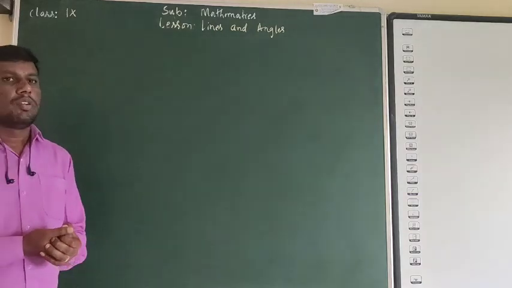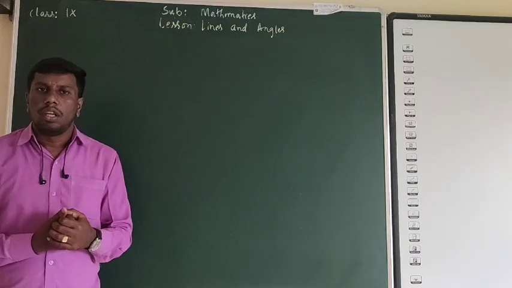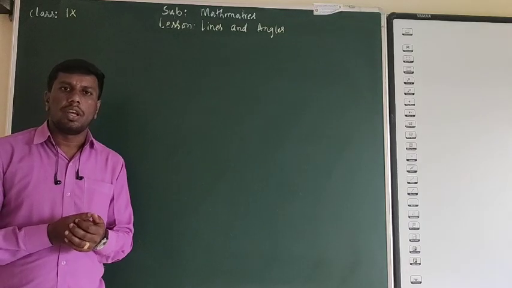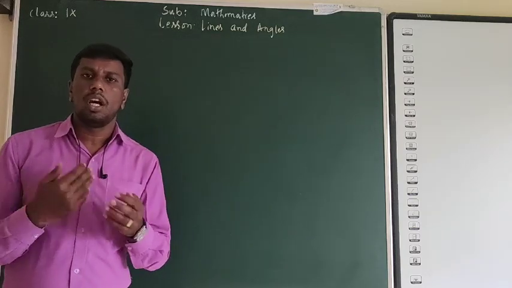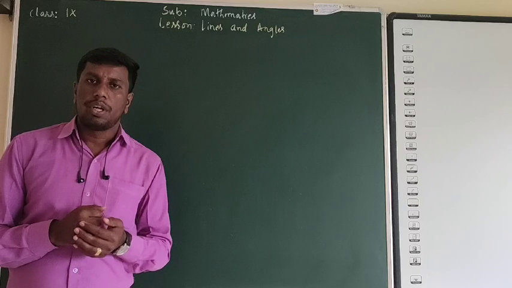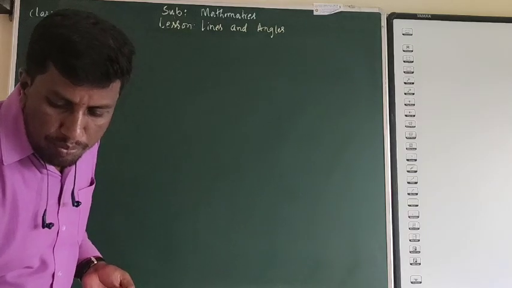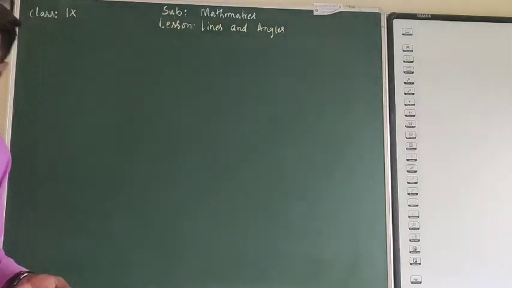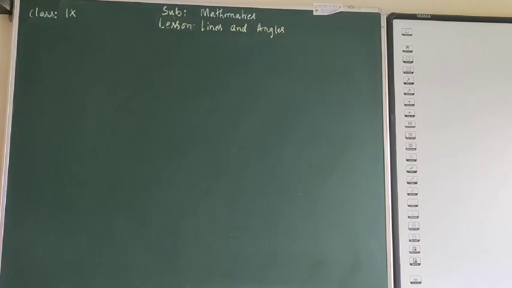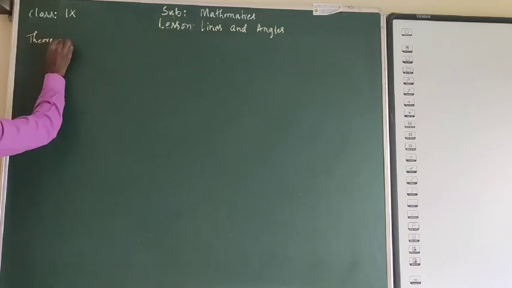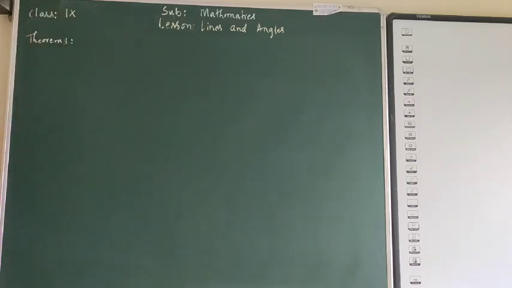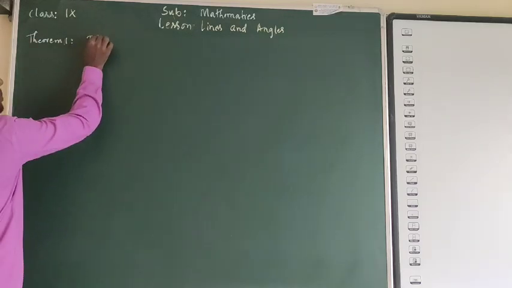In today's session, we will go for a theorem. It is a well-known proof. I have already told you that vertically opposite angles are equal, and we will prove that all these vertically opposite angles are equal. So this should be read as a theorem. We call this Theorem 1.